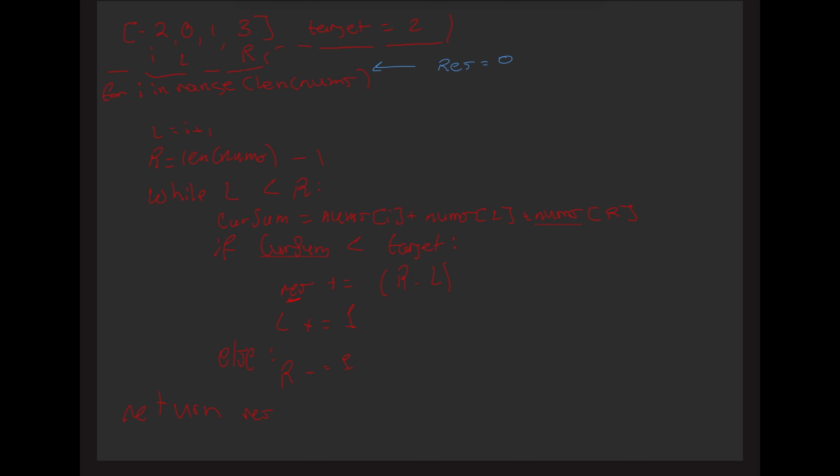Now, how does this really work? Let's do a dry run. I'm going to choose white. So we get to the first position, and the current sum at this point is, okay, my pen switched to the eraser for some reason. So we are at -2, 0, and 3.